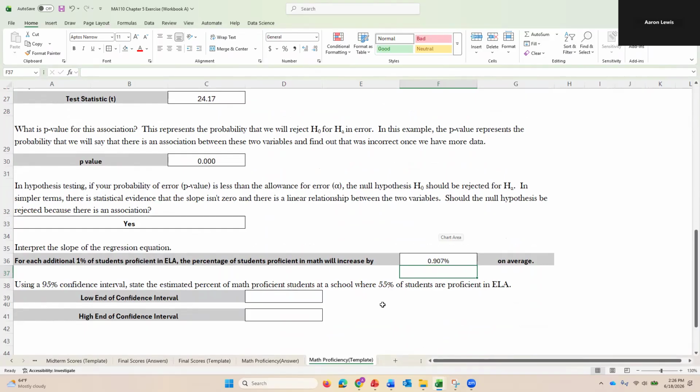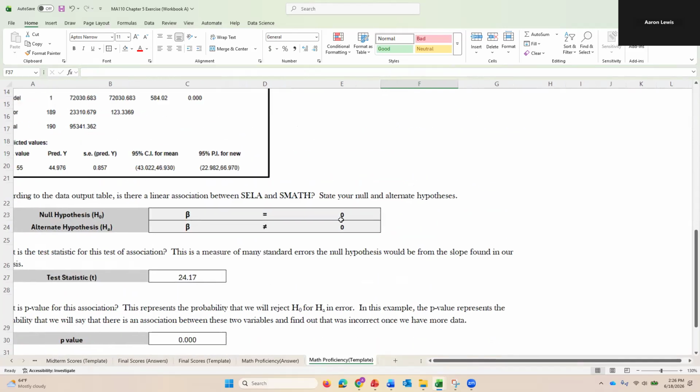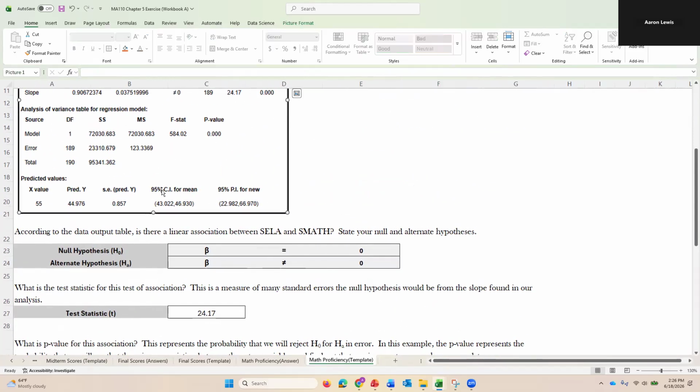But that might not necessarily be 100% true. So we are going to want to construct a 95% confidence interval. Well, the summary output has this right here. And we're asked to come up with a confidence interval for a specific X value that we have, and our X value is 55. So we're saying if we had a school where 55% of students were proficient in ELA, our independent variable, what percentage would we expect to also be proficient in math, our dependent variable? And that's these two numbers right here. If using our analysis right here, we had a school that was 55% proficient in ELA.